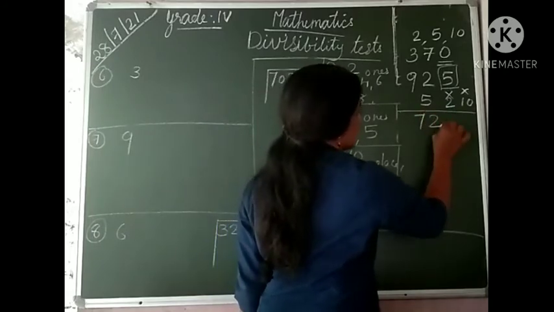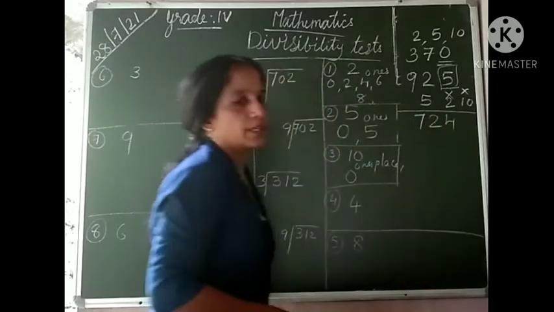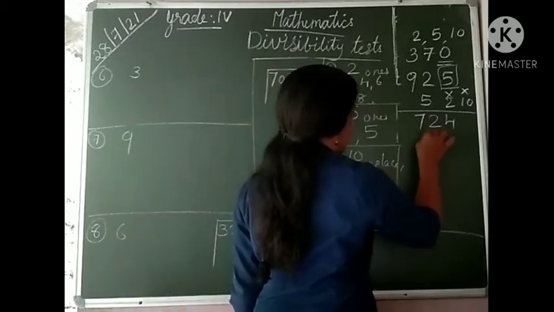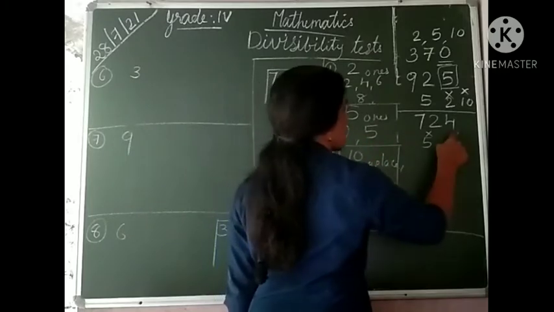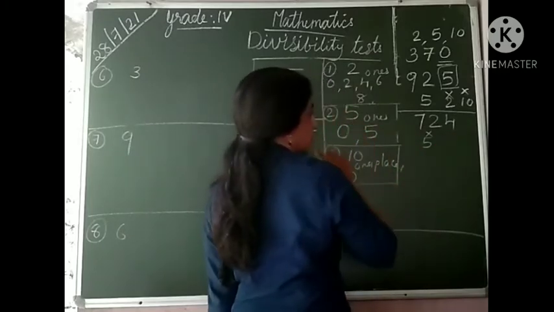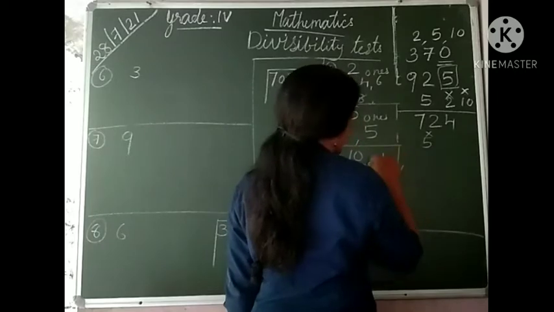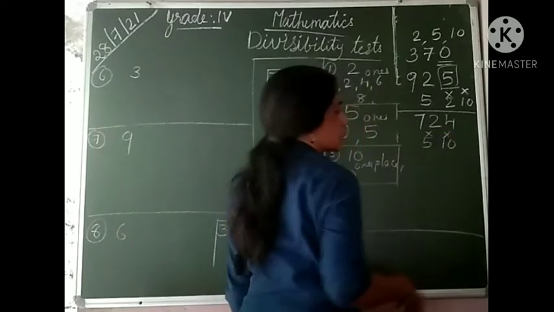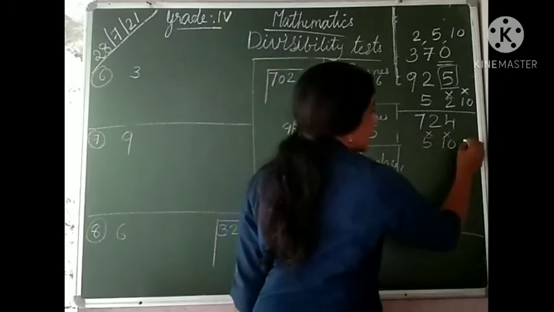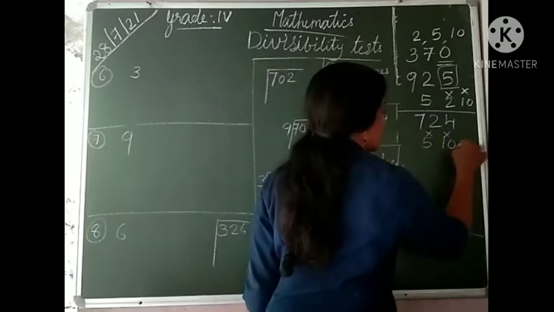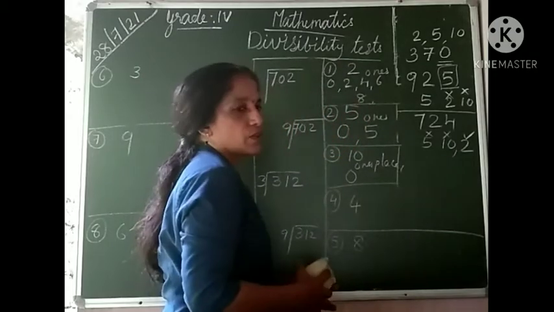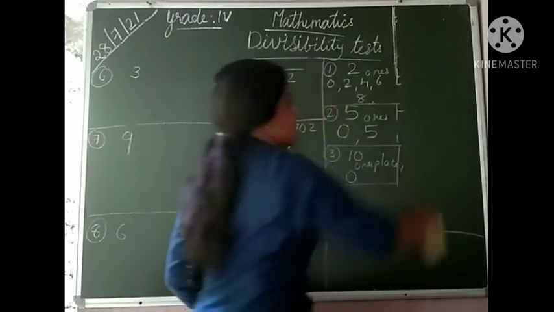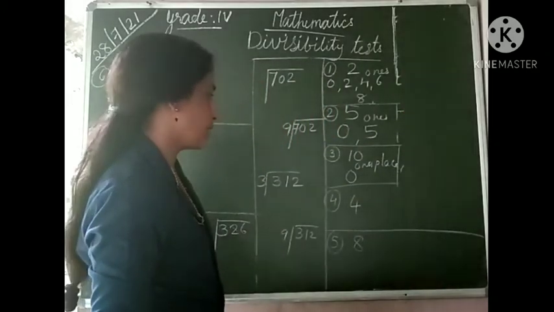Then 724. Is this number divisible by 5? No. Because the condition is that if 0 or 5 comes in the ones place, we can divide that number by 5. If 0 comes, we can divide it by 10. Therefore, this is also not divisible by 10. Then this 724 is completely divisible by which number? 2.